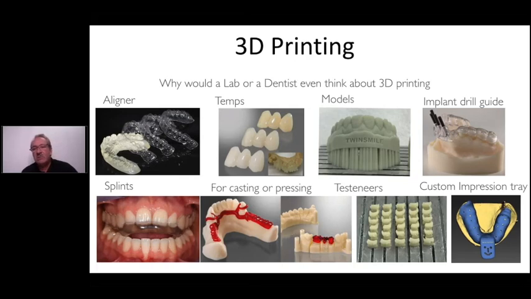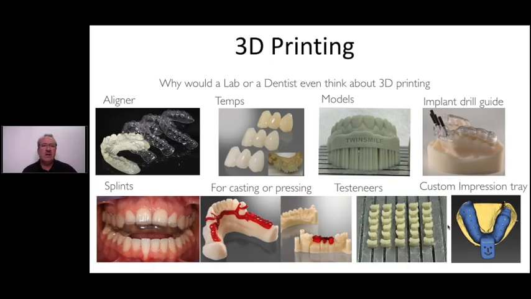Here you can hardly see it, but these are called testineers. These are like mock-ups which we make from Twin Smile, and they really look fantastic for checking your smile. Custom impression trays are another area which we do. And so let's go into the presentation and have a look at a few things.